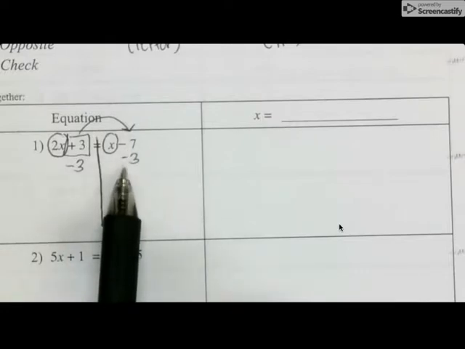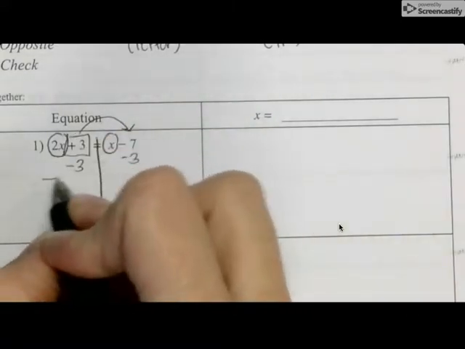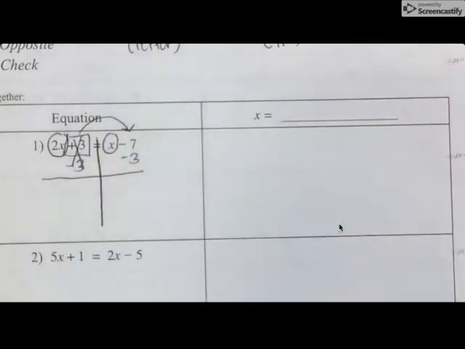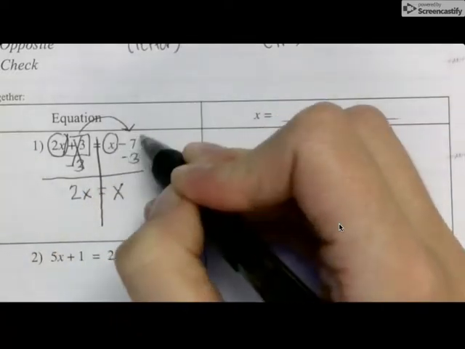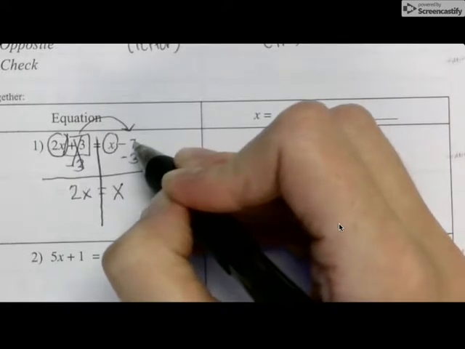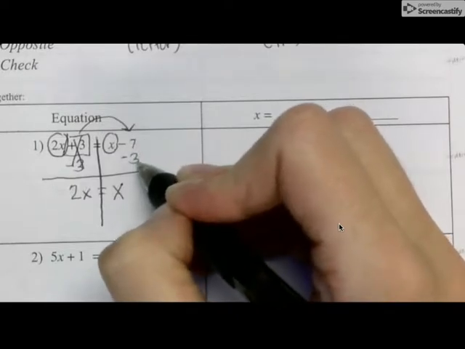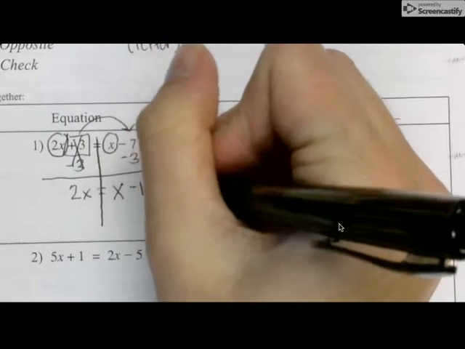Why do you think that would be? Exactly, they're in the same tree. They are like terms. So this leaves me with a 0 pair, and I have my 2x. On the right side, I have my x, and what's negative 7 or minus 7 minus 3 more, minus 10.